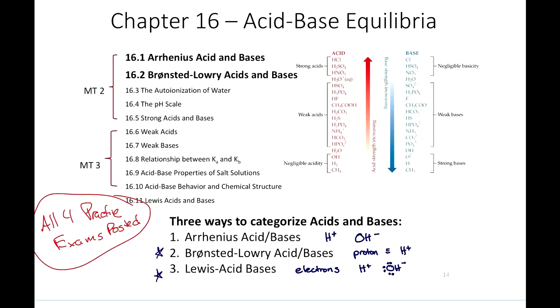So true or false? Neutral water is always pH 7. False, right? It's only pH 7 at 25 degrees Celsius. At any other temperature, it's not 7. Actually, we just calculated it.